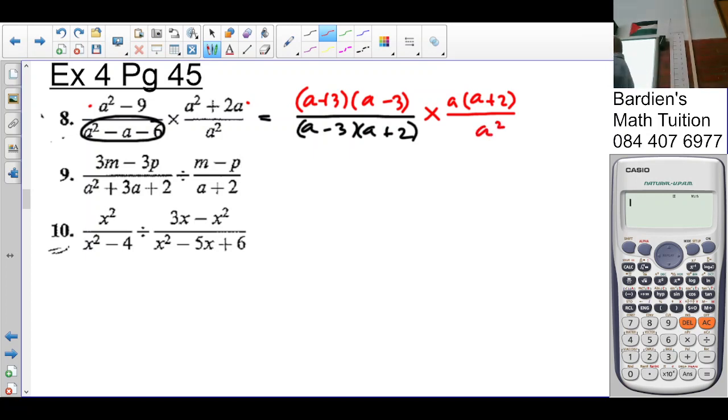Okay. So what happens now? a minus 3 cancels. a plus 2 cancels. a cancels one of those two a's. So what are we left with on top? a plus 3 over a. Can those a's cancel? Why not? Because of the two terms in the numerator. Okay.